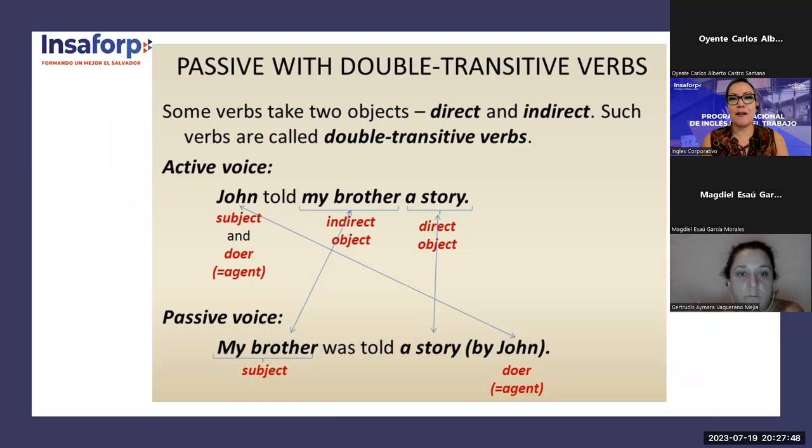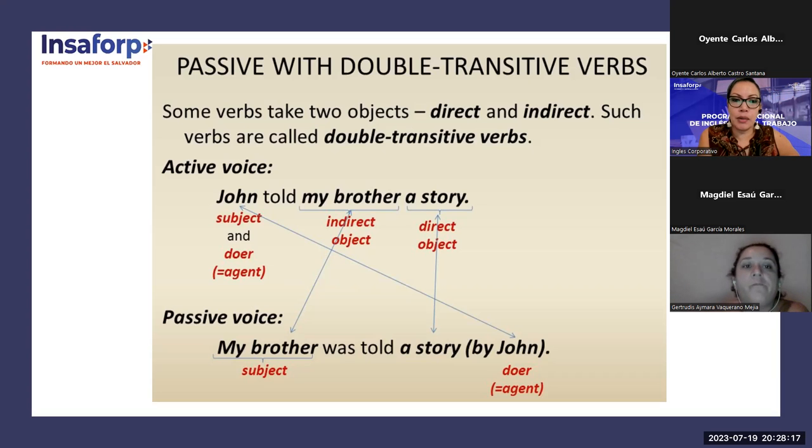Passive, vamos por los más comunes. Passive with double transitive verbs. Ya los que estábamos viendo. Some verbs take two objects. Uno es como directo, indirecto. Son double transitive verbs. Que es lo que estábamos haciendo, ¿verdad? Enfocándonos un poco más aquí en cuando entramos en confusión, ¿verdad? ¿Cuál es el objeto? Es por ciertos verbos que toman dos.